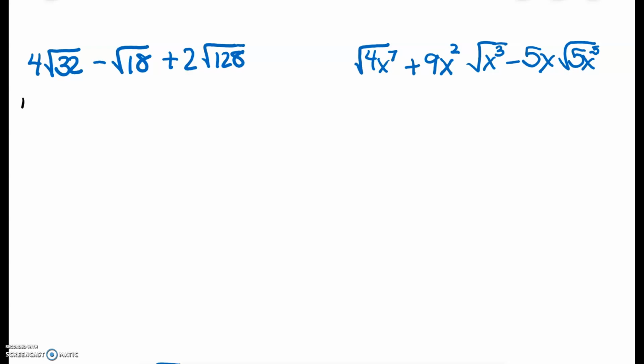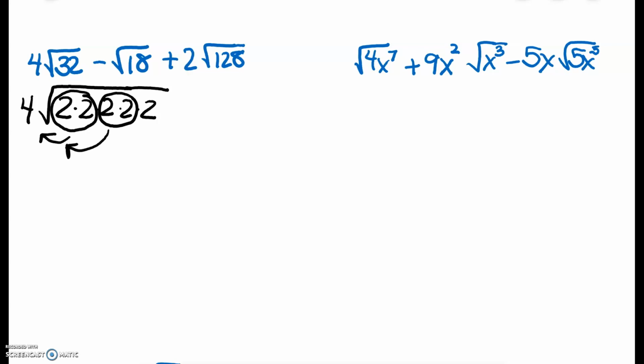I know that 32 is 2 times 16, and 16 is 2 times 8, and 8 is 2 times 4, and 4 is 2 times 2. I'm looking for groups of 2, so I have 2 groups of 2. All right, so I'm going to pull those two 2's out. How about radical 18? Well, 18 is 2 times 9, and 9 is 3 times 3. So I have one group of 2 here.